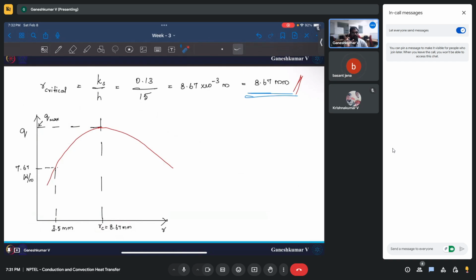If that is the maximum heat out, then I can pass more current through the wire. That's what it means. Does it make sense now? Should I explain it more?